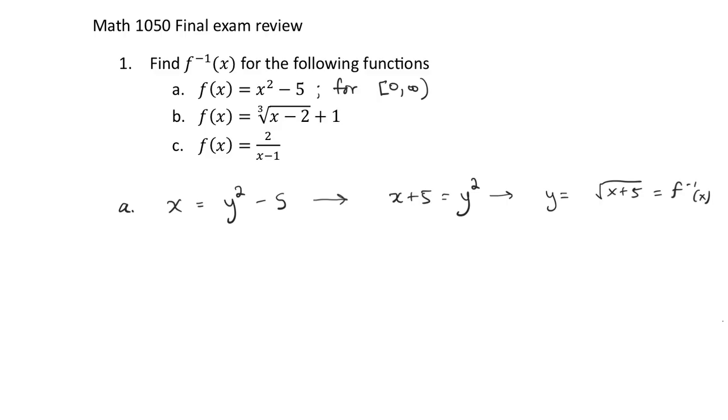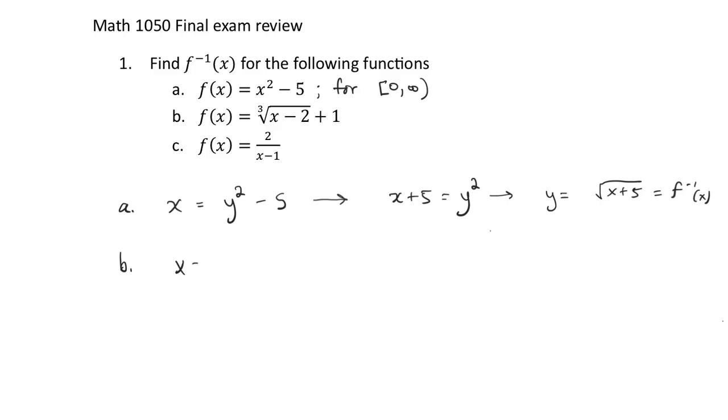Okay, part B. Now we have cube root of x minus 2 plus 1. This is one-to-one, the cube root graph looks something like that. Passes the horizontal line test. So we don't need to restrict the domain on this one. So we just need to switch the place of x and y and then solve for y.